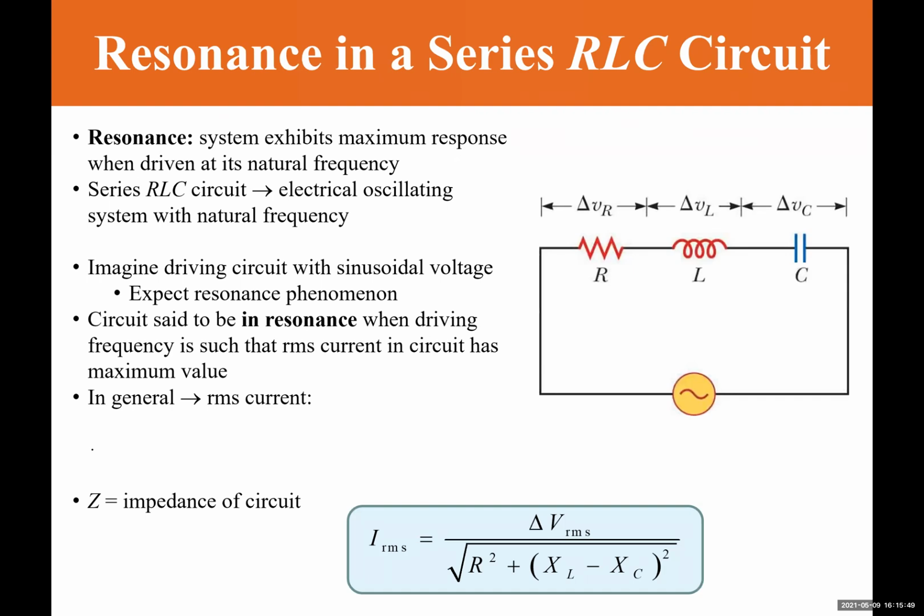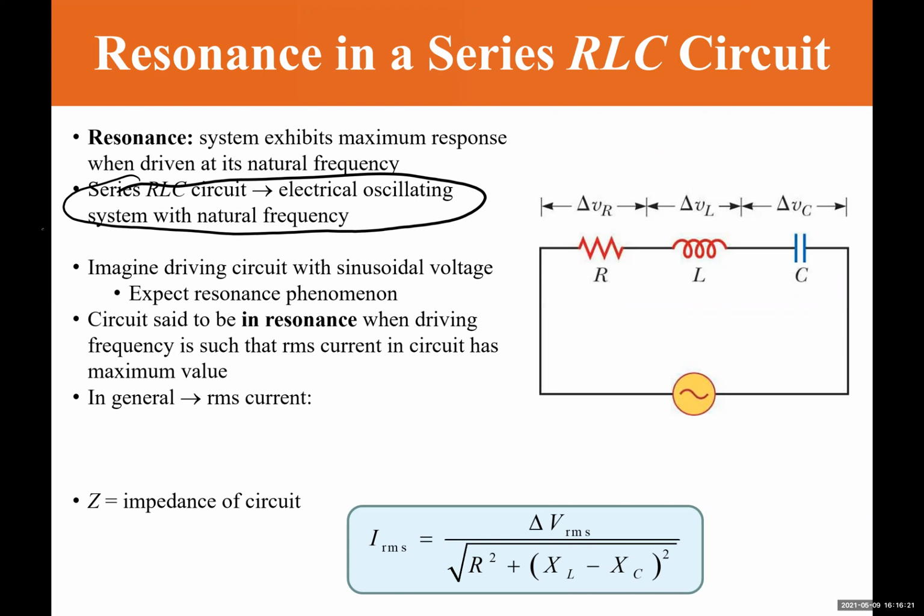All right, so one thing I mentioned that we're going to come back to was the resonance frequency. Remember, resonance frequency, again, is when the system exhibits maximum response when driven at its natural frequency. So that's basically what we have, a resonance. So in a series RLC circuit, an electrical oscillating system with a natural frequency. That means everything generally oscillates with some kind of what we call natural frequency.